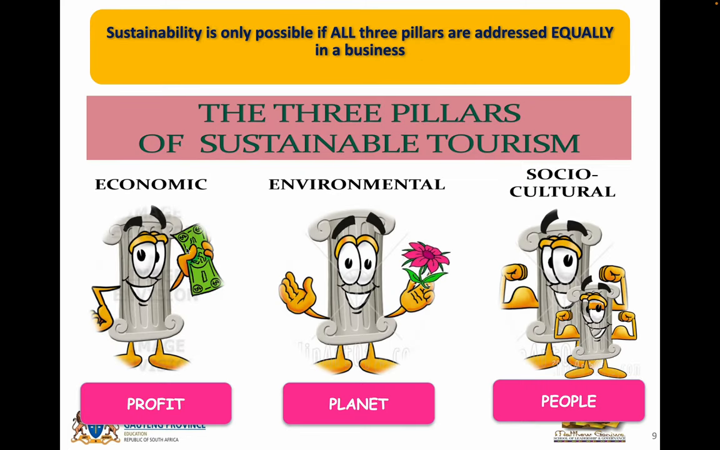Okay, so these three pillars: economic has to do with money, as you see money here. Second one, environmental, has to do with the flowers, which is environment, plants. The other one has to do with social, it has to do with people.